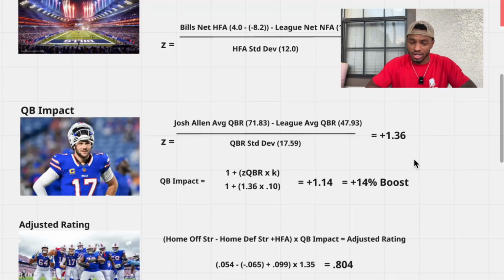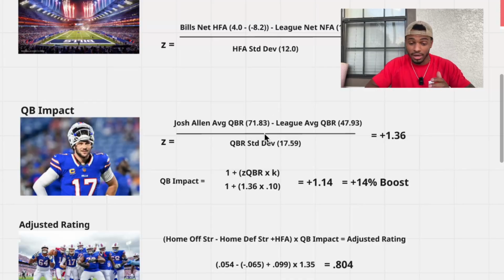So Josh Allen, great quarterback. How much of an impact does he have on the game? And that's something that we're trying to quantify using math and statistics. So we take QBR, which is an arbitrary statistic that ESPN has kind of made up over the years to judge quarterback performance. Josh Allen has an average quarterback rating thus far of 71.83 over the course of the 2024 season and 2025 season. We then subtract that against the league average quarterback rating, which is 47.93.